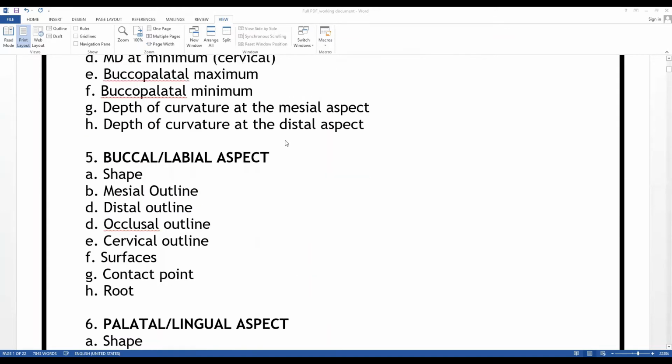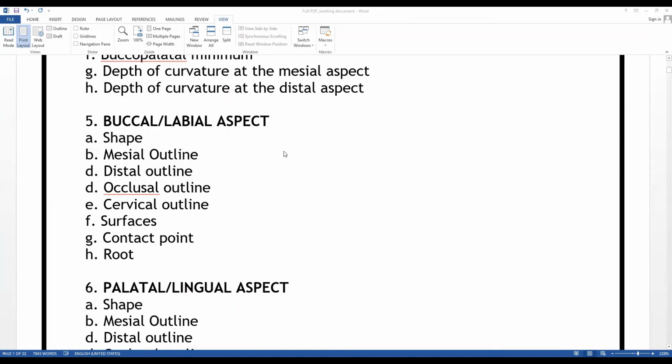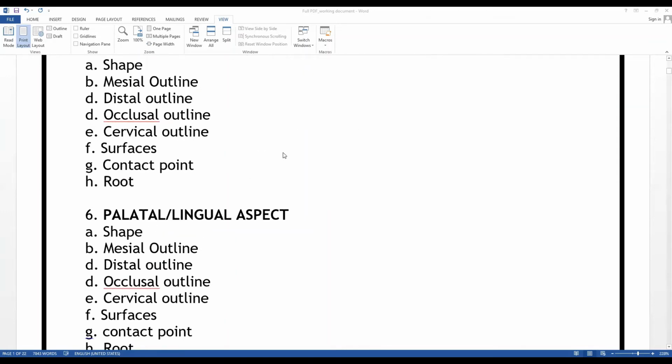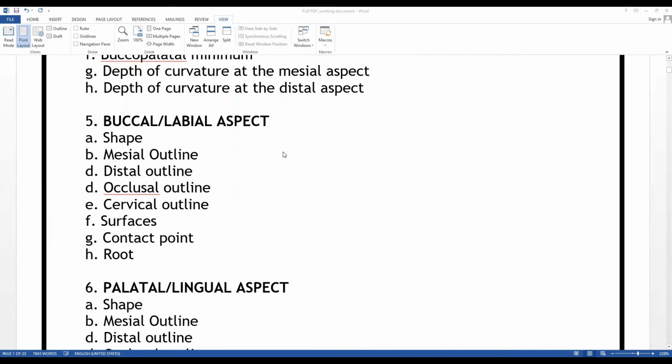Then we will describe the tooth in the classic 5 different formats: the buccal or labial aspect, palatal or lingual aspect, mesial, distal, occlusal or incisal aspect, and the root. While going into each of these, always mention these 8 points: shape, mesial outline, distal outline, occlusal outline, cervical outline, the surfaces that are seen here and which are not visible. Talk about where the contact point is.